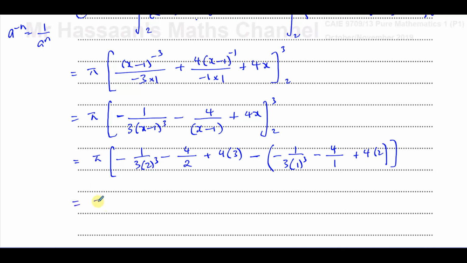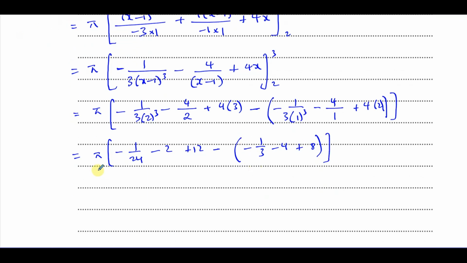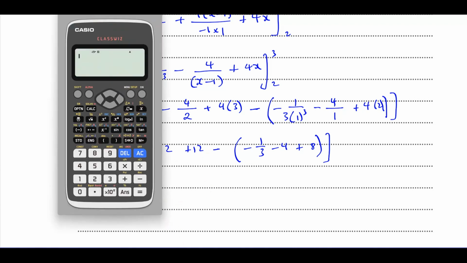That's going to be pi times minus 1 over, that's 3 times 8, which is 24. Minus 2 plus 12 minus, that's minus 1 over 3, minus 4 plus 8. Okay, so we're almost there. So let's work out what this is. I can just stick this in my calculator now, and we should get the answer.